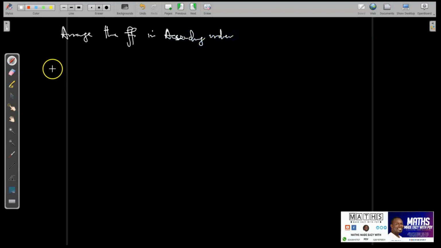So arrange the following numbers in ascending order. I have my numbers as 0.72, followed by 87%, followed by 7 on 10. Within 1 minute, you should finish it. The last number is 7 on 10. Let me write it well. 15 seconds gone.